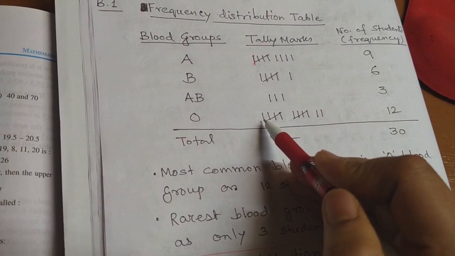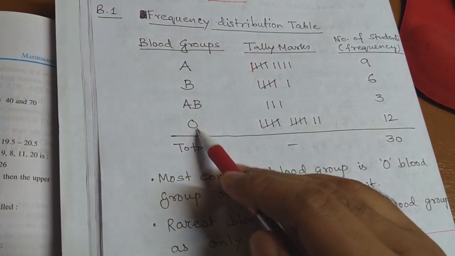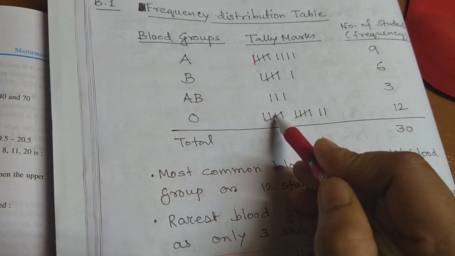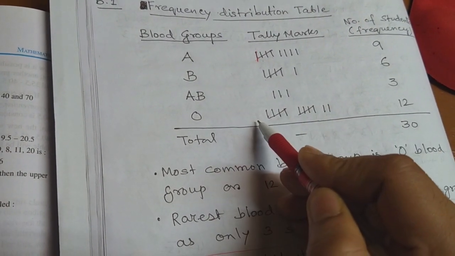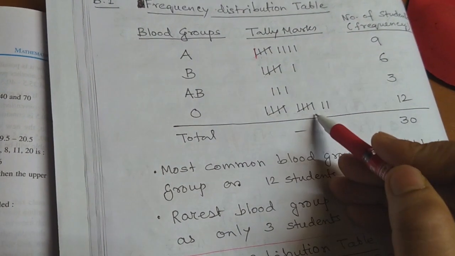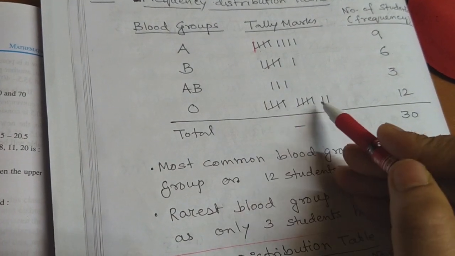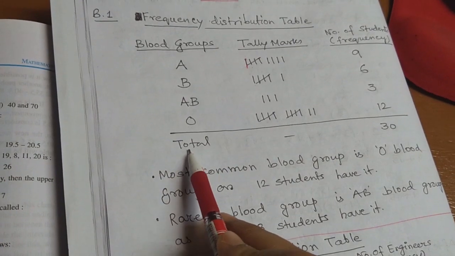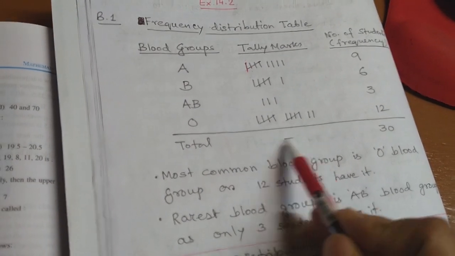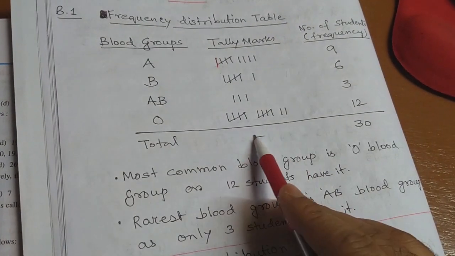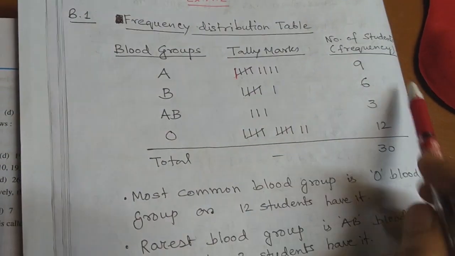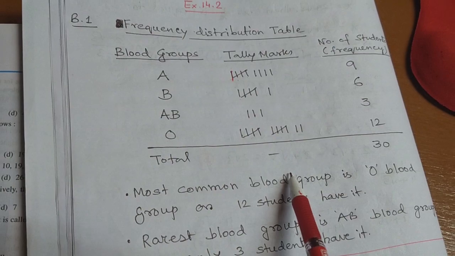For each value you can find in the data, you have to strike 1, 2, 3, 4 and then strike out for 5. Similarly, you got 12 O. Then we have to write the total. For the tally mark we don't have to write anything in the total row, and here we write 30. So ultimately this is our frequency distribution table.